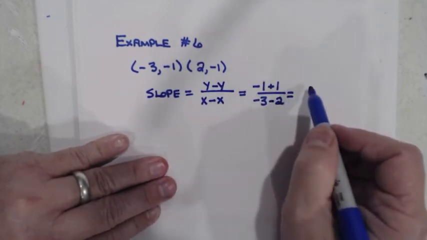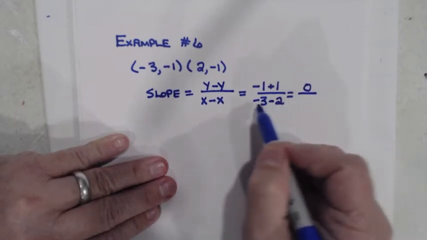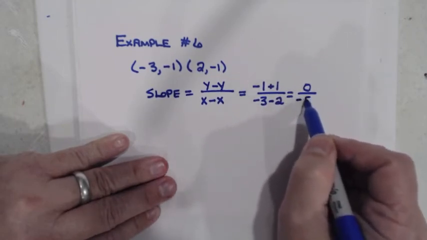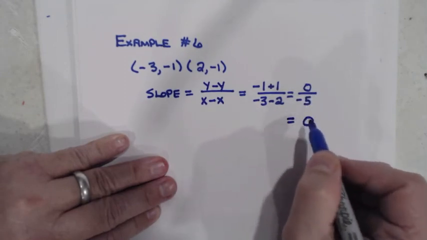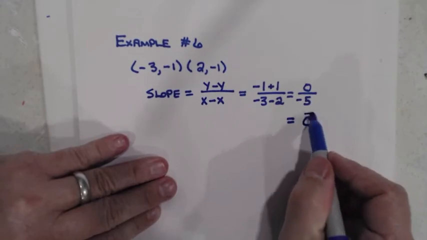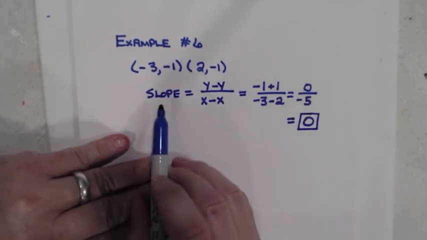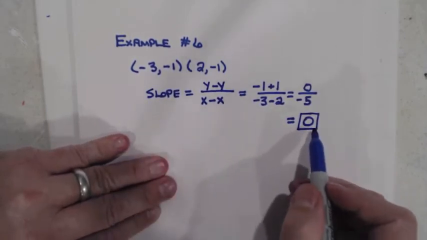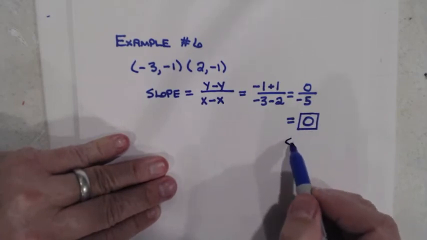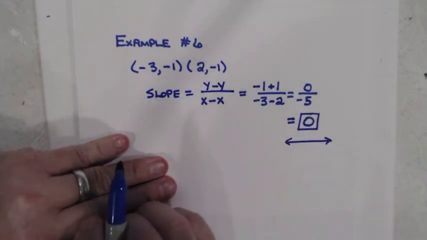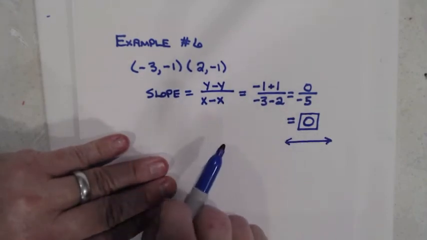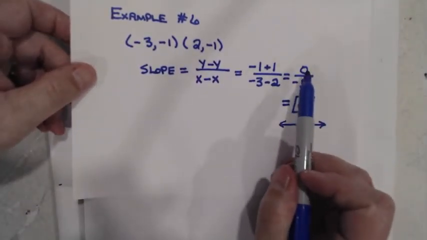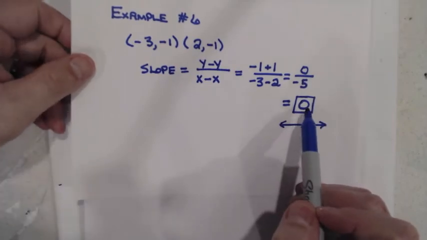Negative 1 plus 1 is 0. Negative 3 minus 2 is negative 5. 0 divided by negative 5 is 0. The slope of the line that passes through these 2 points is 0. And we need to remember what a slope of 0 looks like. A slope of 0 is a horizontal line like that. It's not positive and it's not negative. So remember, if the 0 is in the top of the fraction, your answer's 0.